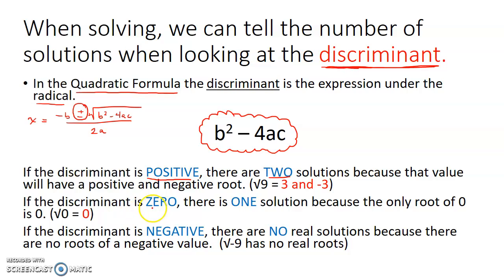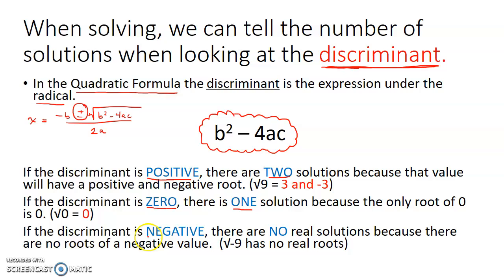If the discriminant is 0, in other words, when I plug in a, b, and c and simplify I get 0, then there's only one solution or one real root, because the only root of 0 is 0. I'll end up with the square root of 0, which I can't say is positive or negative 0. It's just 0. So there's only going to be one solution or one root.